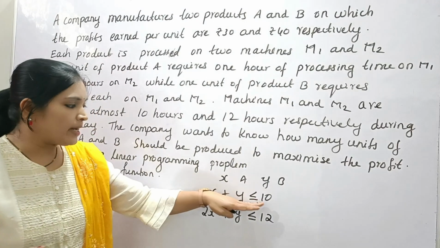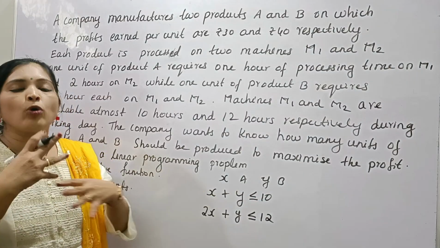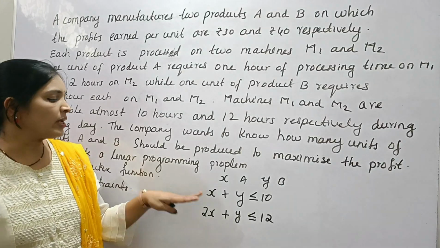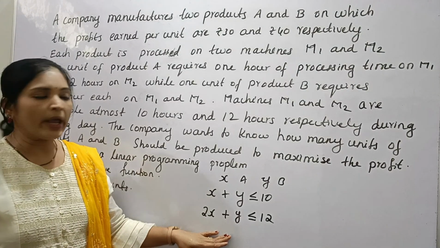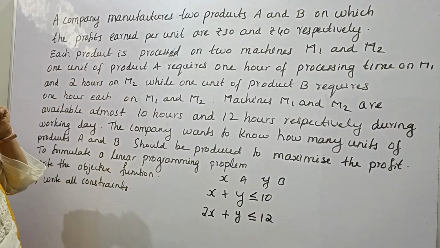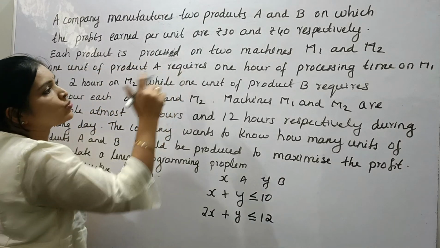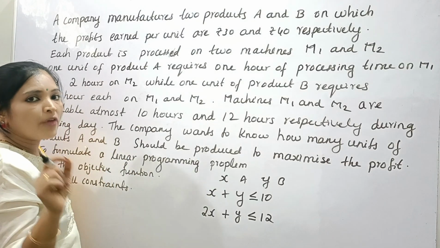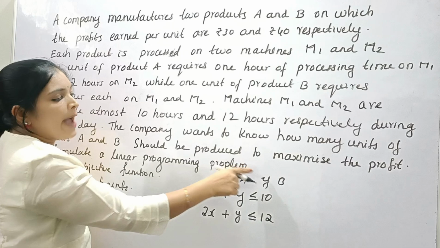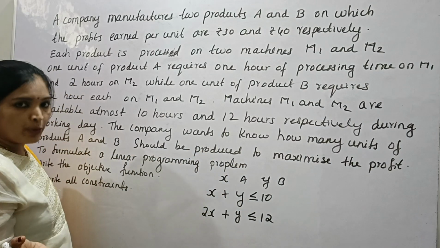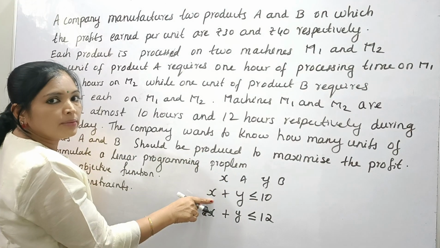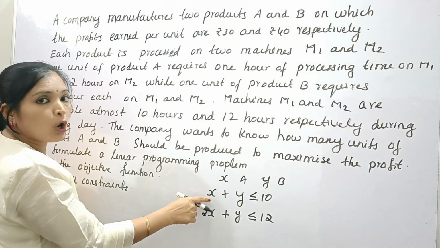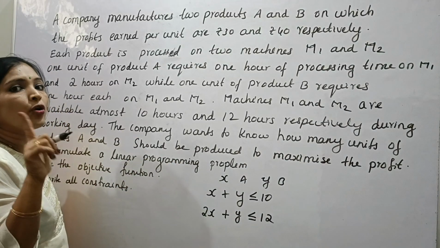First inequality is about machine 1 and second inequality is machine 2. That is, constraints on machine 1 and constraints on M2. In machine 1, 1 unit of product A requires 1 hour on machine M1. Here the total number of units of product A is X, and Y is the number of units of product B. So in machine M1, product A requires 1 hour. Therefore, total X hours in machine M1 for product A.